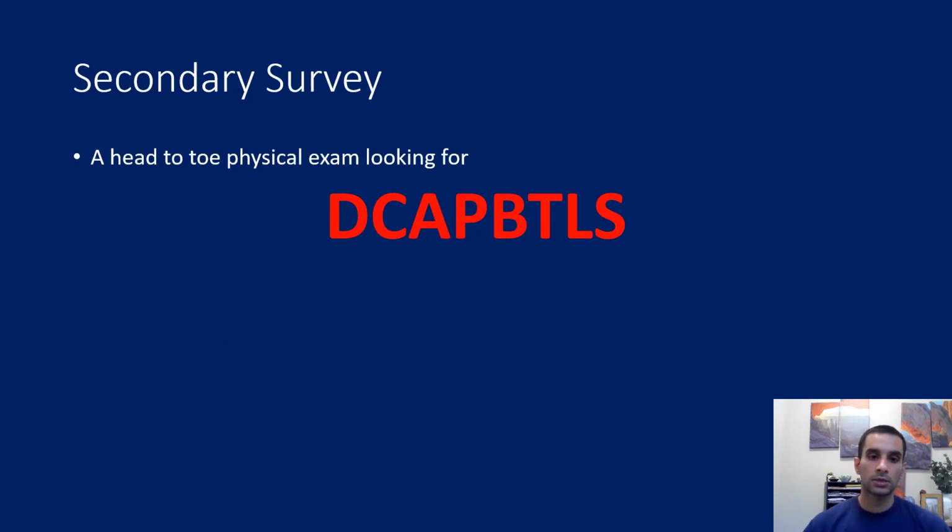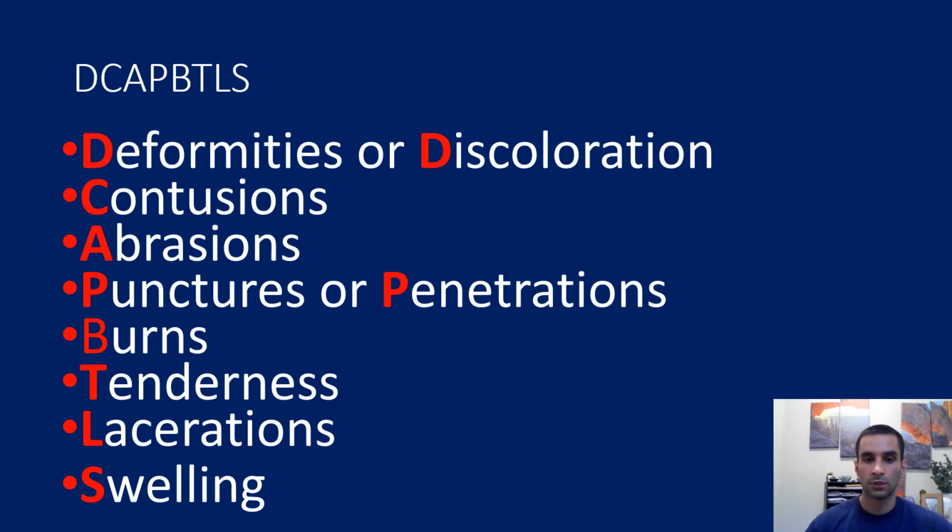So the next thing to do after the primary survey is the secondary survey. Now, secondary survey, you're basically doing a head-to-toe physical exam looking for DCAP-BTLS. What is that? Deformities, discoloration, contusions, abrasions, punctures, penetrations, burns, tenderness, lacerations, and swelling. That's what DCAP-BTLS is. So you're looking for that all throughout your secondary survey, okay?